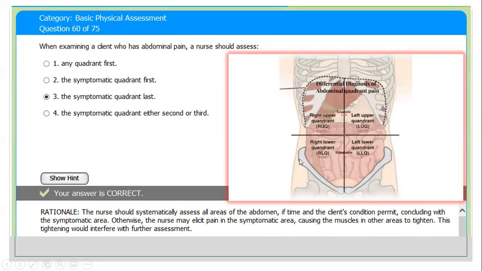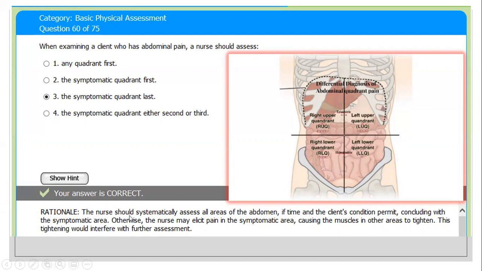Imagine your patient has 4 quadrants, right? Left upper quadrant, left lower, right lower, and right upper. So if the patient complains of pain in the left lower quadrant, we will check this last. It is good to start from left upper quadrant, then right upper quadrant, right lower quadrant, then left lower quadrant. Right? So the symptomatic quadrant last.